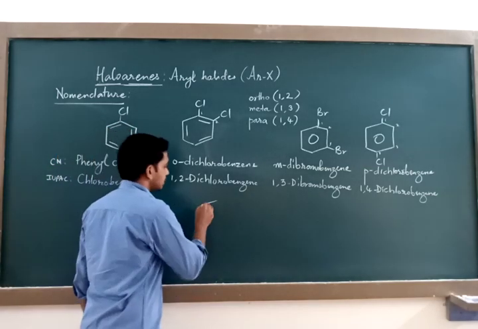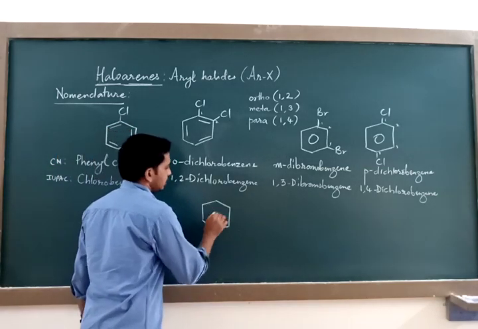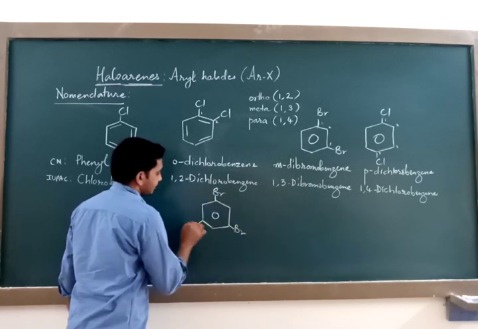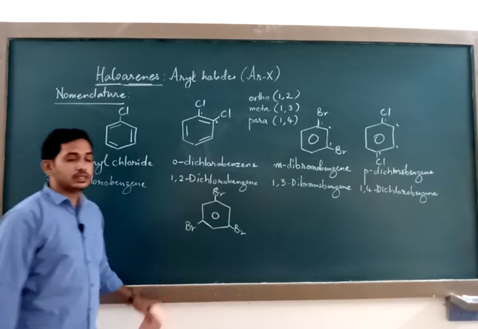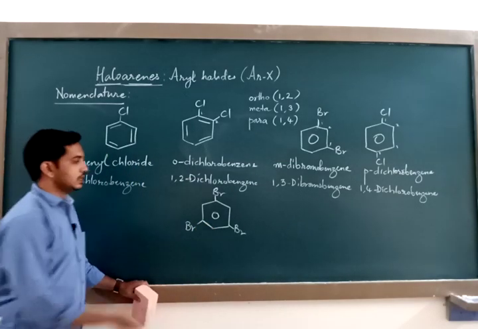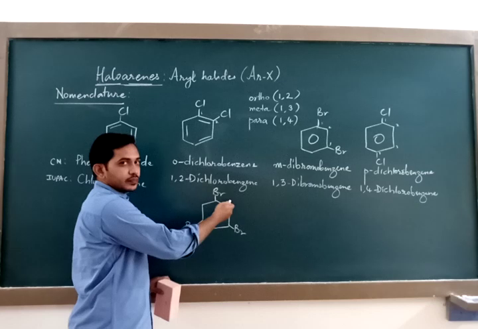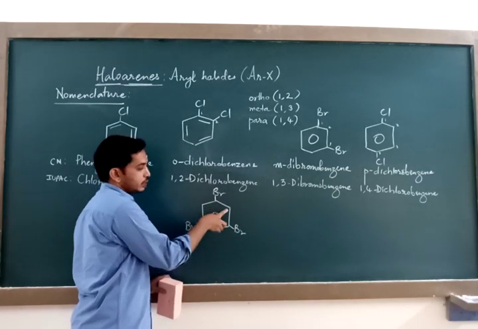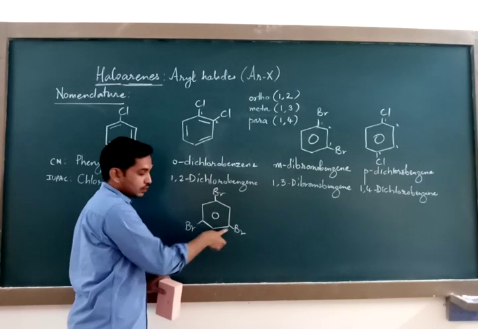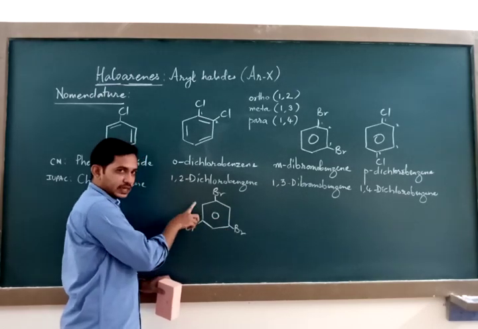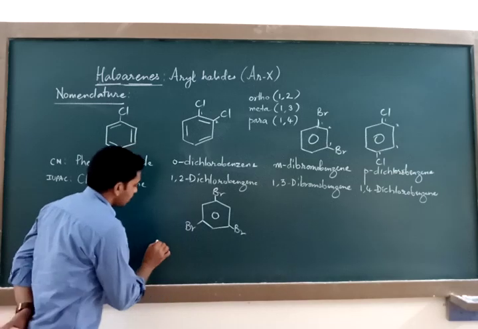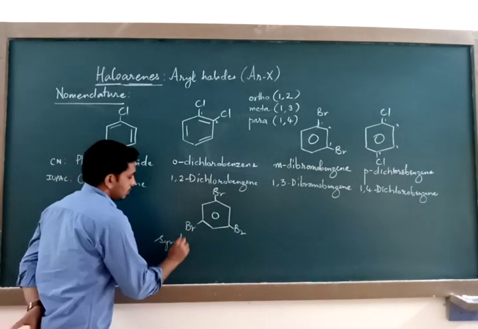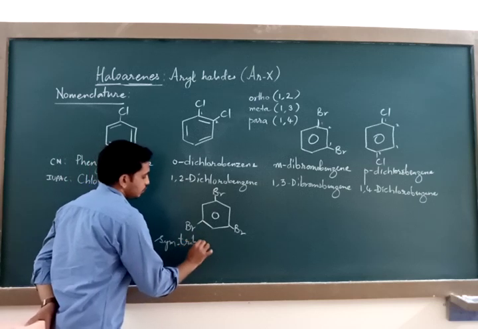But for remembrance, I shall tell you, if there are 3 bromine atoms attached to benzene at exactly symmetrical positions, symmetrical position means one substituent, one gap, one substituent, one gap, again a substituent, one gap. If this is the case, then in the common naming system it is called symmetrical tribromobenzene.